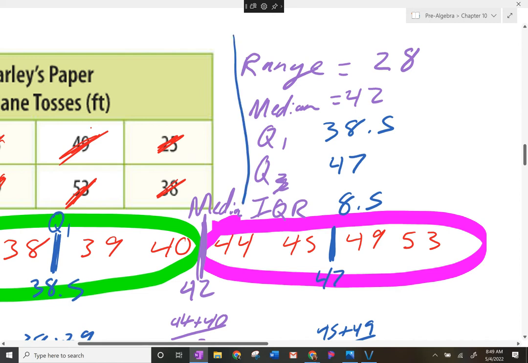Okay? When you do these ones, I do want you to find all 5 of those pieces. Okay? I'm going to let you know tomorrow when we get to it. The book is only going to say to just do the Q1, Q3, I think interquartile range. I want you to do all of them. Okay, I want you to do all 5 of them.